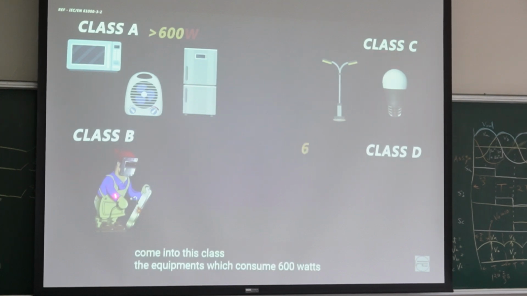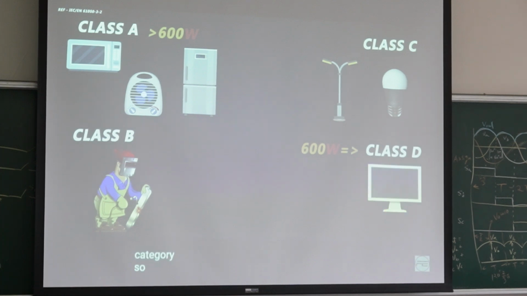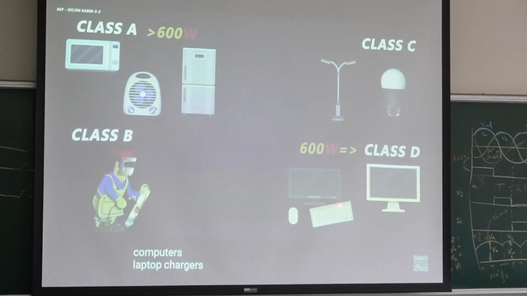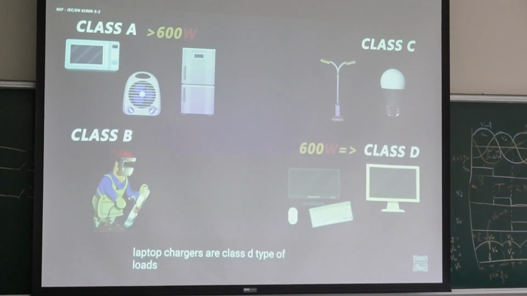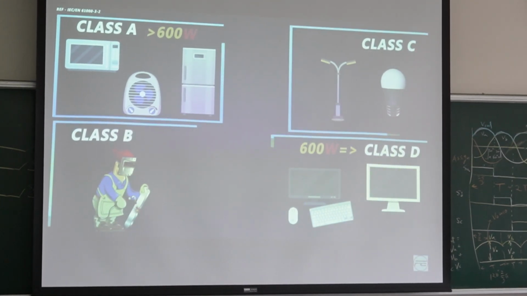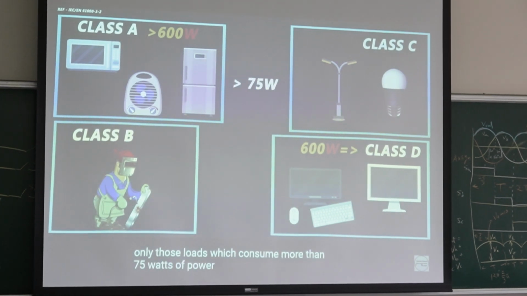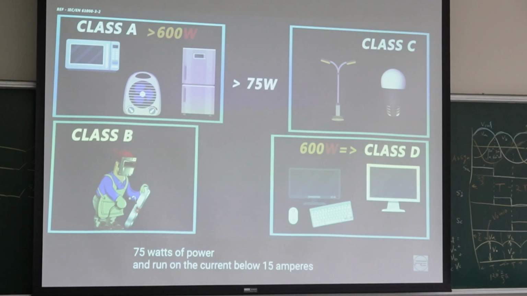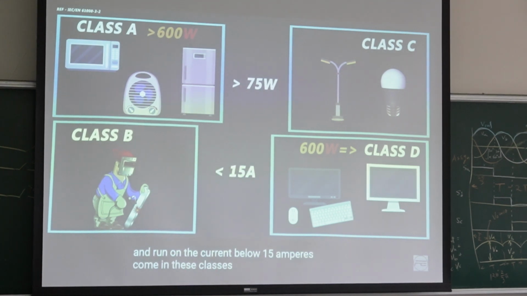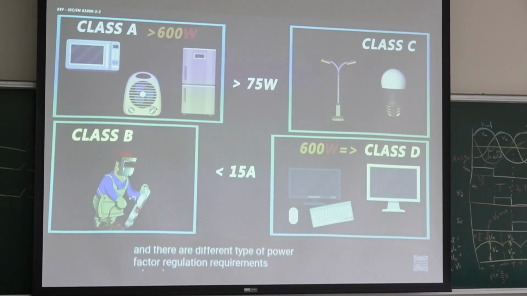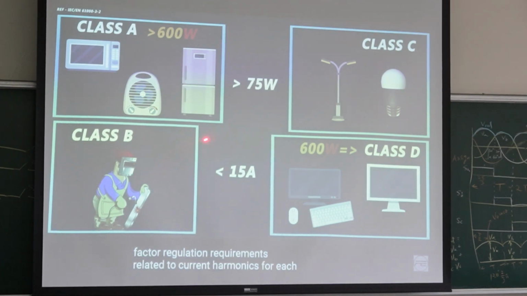This is class C, this is class B, and this is class A. The equipment which consumes 600 watts of power and those that come into this category, so all the televisions, computers, laptop chargers are class B type of loads. Only those loads which consume more than 75 watts of power and run on the current below 15 amperes come in these classes. And there are different types of power factor regulation requirements related to current harmonics for each different class.